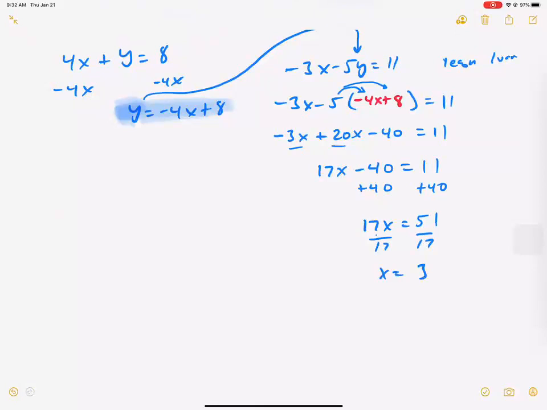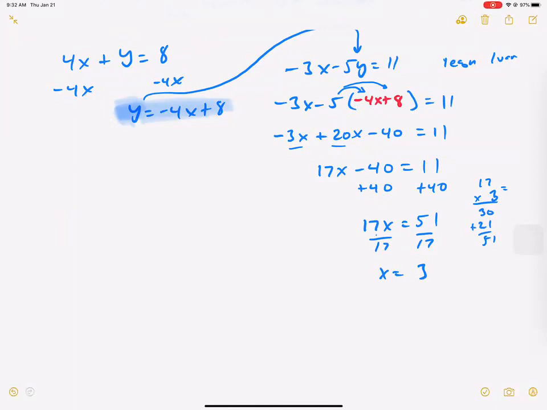Right, 3 times 10 is 30, 3 times 7 is 21, 30 plus 21 is 51, just to make sure. Right, 3 times 17, just in case you need to see this, is 30, and 21 is 51. Okay, just so you know that.